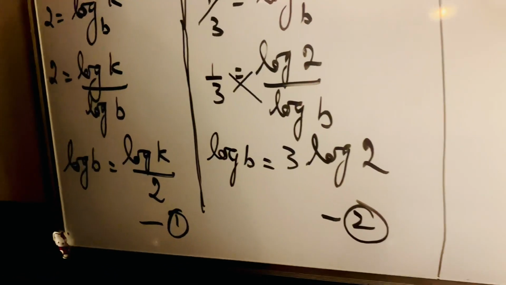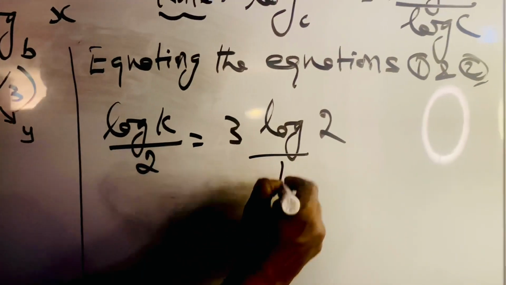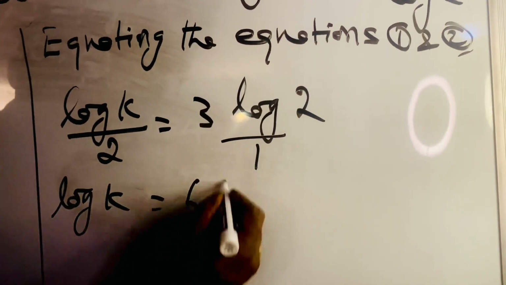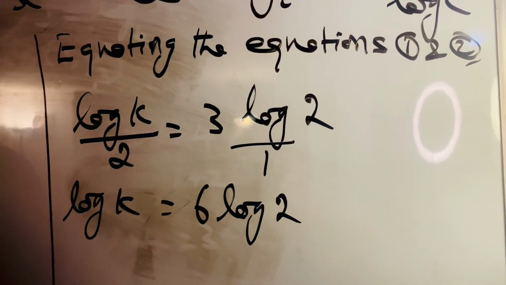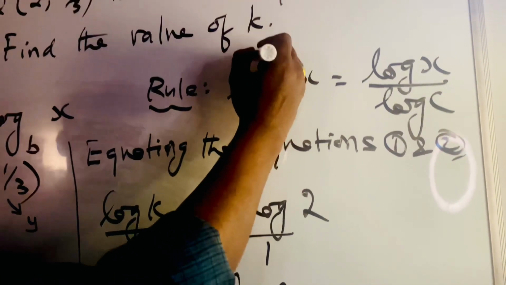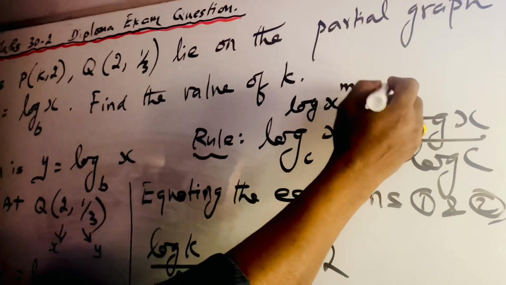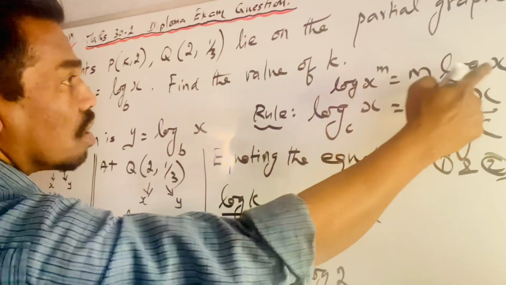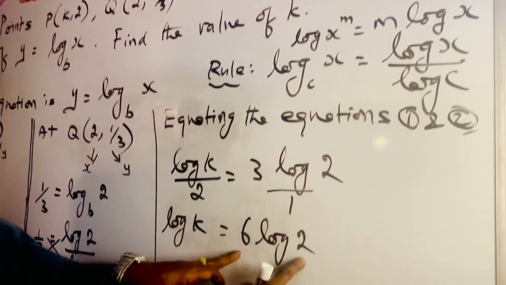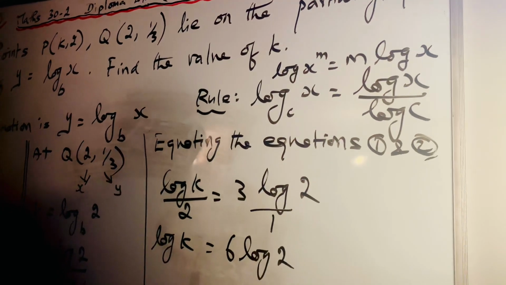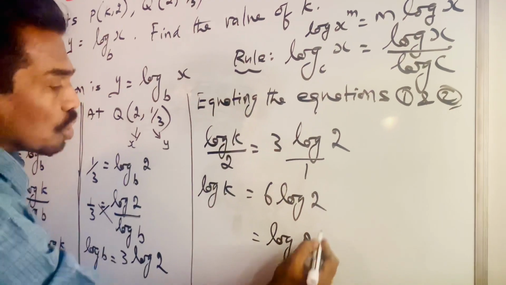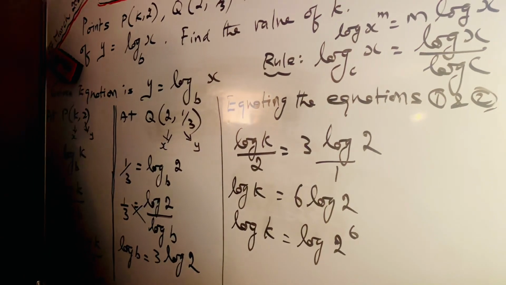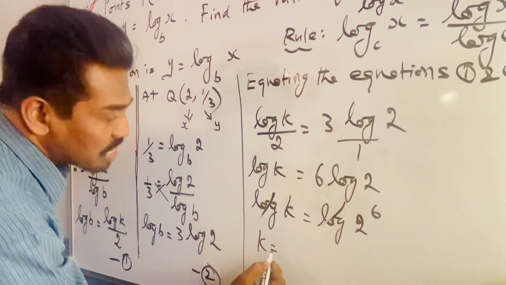Now again we can do a small cross multiplication. If there is nothing here it means 1, so log k times 1 is the same thing, and 2 times 3 is equal to 6 log 2. There is one more rule available, called the power rule: log x to the power m can be written as m log x. So now I can say 6 log 2 is log 2 to the power 6. Here it is log k, so log k is equal to log 2 to the power 6. On both sides you can cancel log and log, so k is equal to 2 power 6.